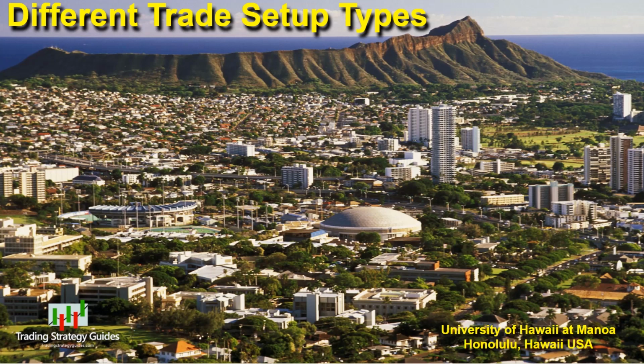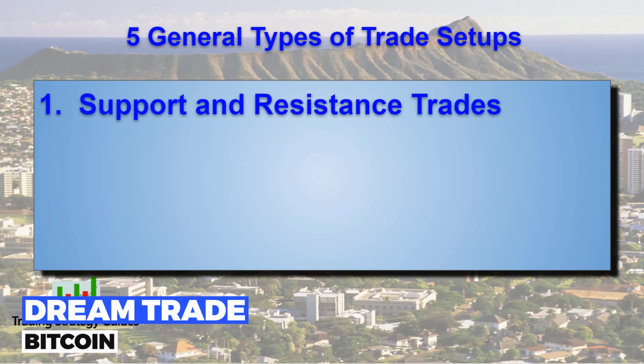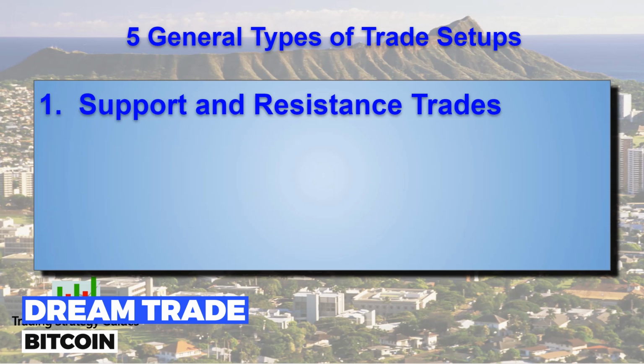The most common trade setups can be classified into 5 categories as follows: support and resistance trades, breakout trades, trend trading, range trading, and finally reversal trades. We're going to talk briefly about each one. The general premise behind support and resistance trading is that the price will tend to stop and reverse at these key levels. This is possibly one of the simplest forms to take a trade.